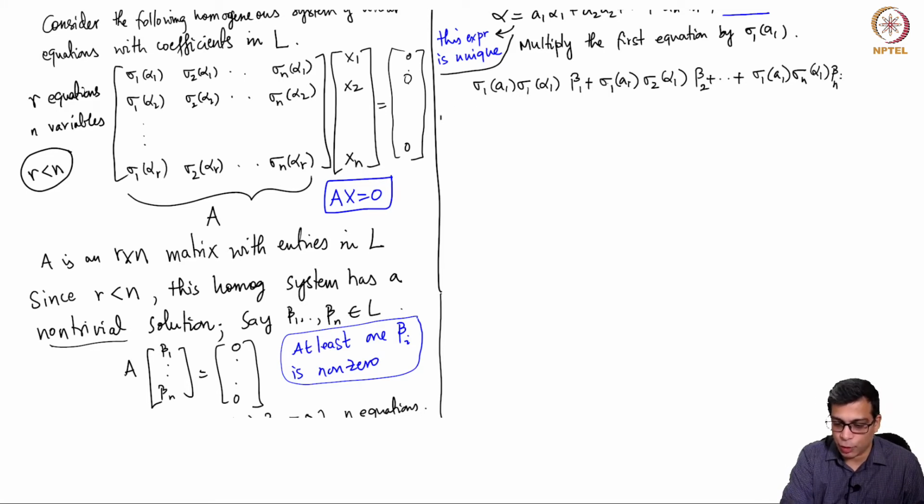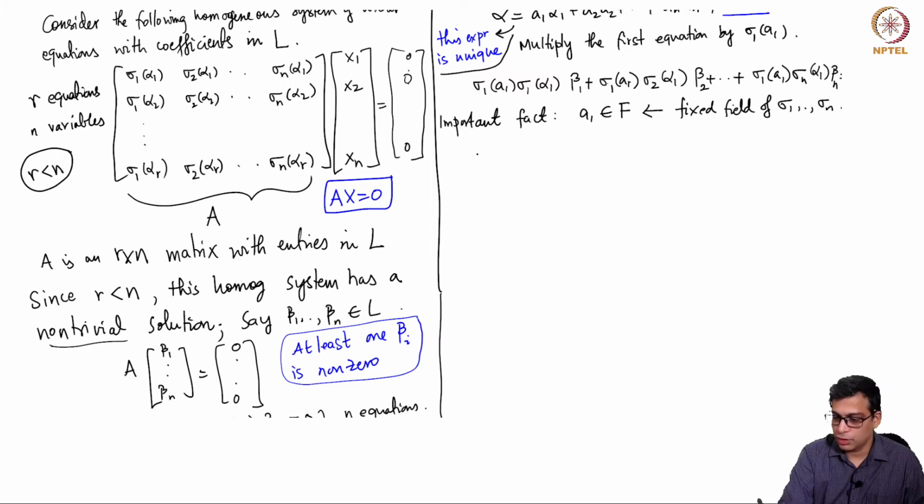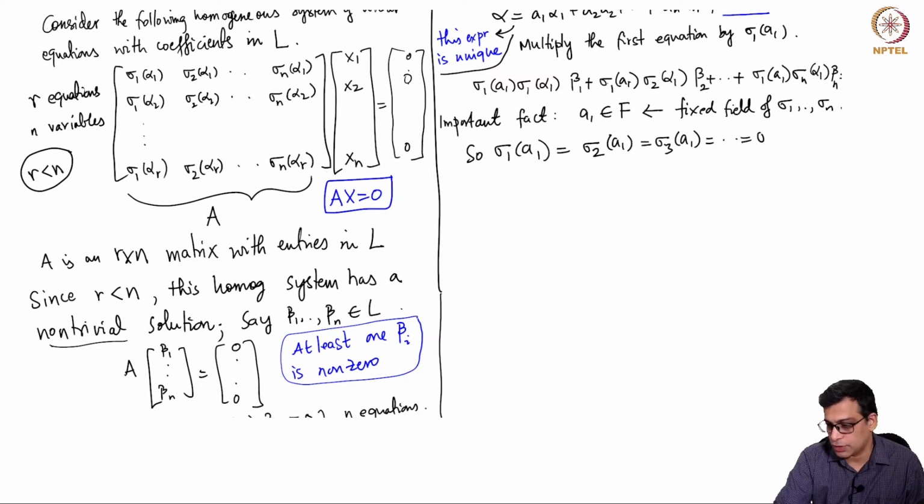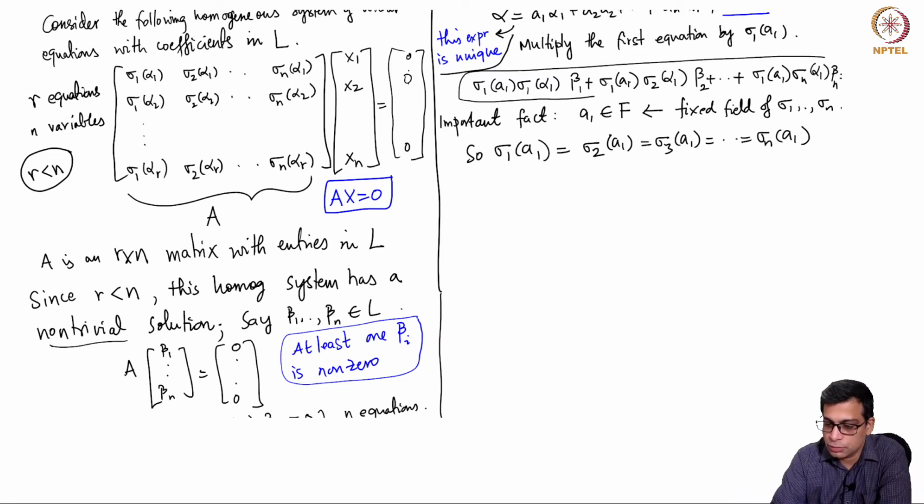Now we are going to use the important fact that A1 is in F and F is the fixed field of sigma 1 through sigma n. So what we have is sigma 1 A1 equals sigma 2 A1 equals sigma 3 A1 all the way up to sigma n A1. Now if you look at this equation here, I am going to rewrite that. The first term involves sigma 1 A1 times sigma 1 alpha 1, so I can rewrite that as sigma 1 of A1 alpha 1 times beta 1, no problem.